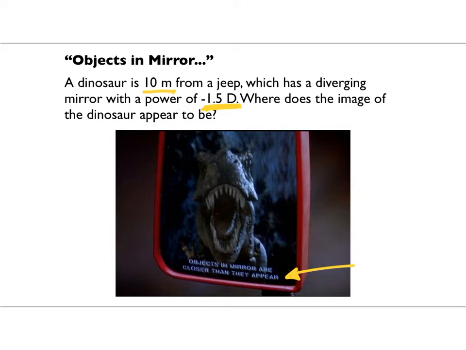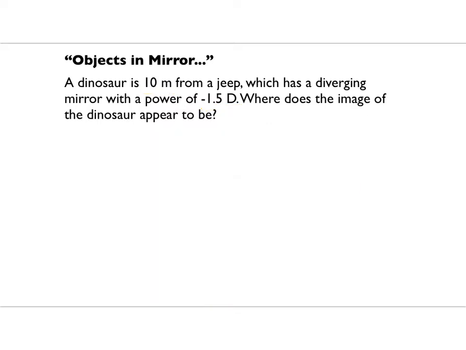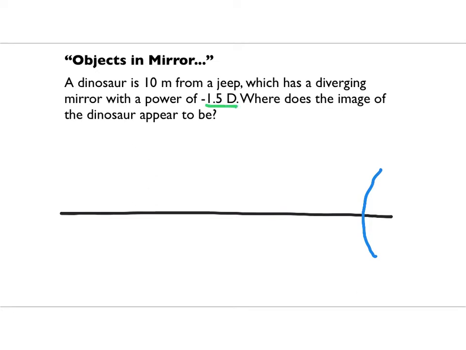All right, so let's do a quick calculation. Oh, but of course we're not going to start with a calculation. We're going to start with a ray diagram. So here's my optical axis. Here's my mirror, and it's a diverging mirror, so I'm going to draw it like so. It's got a power of negative 1.5 diopters. Remember, the power is equal to 1 over the focal length. So the focal length is equal to 0.67 meters, and it's negative because it's a diverging mirror. So if I extend my optical axis out a little bit, my focal point is at negative 0.67 meters. It's right there.